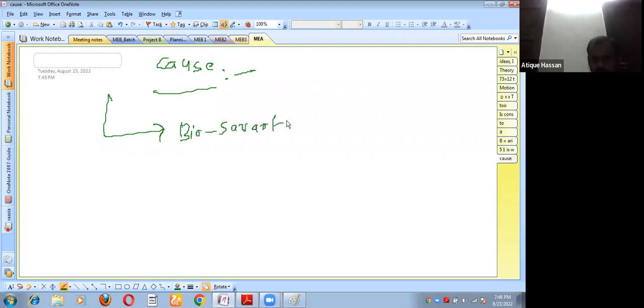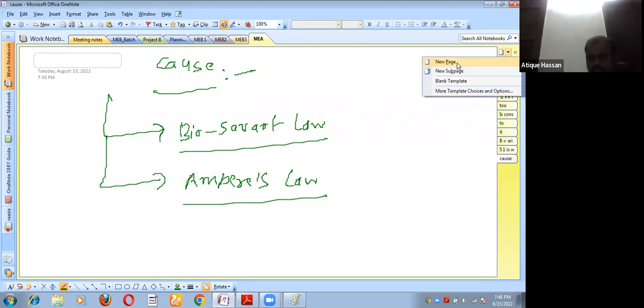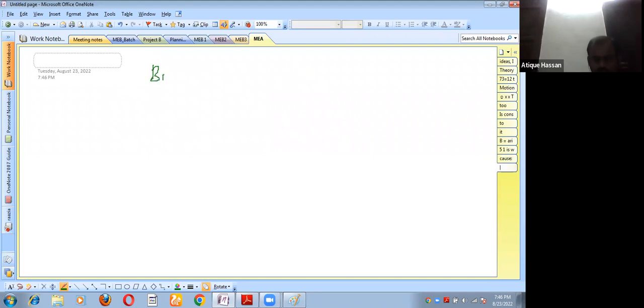We will study Biot-Savart, which tells us that because of current a magnetic field can be produced, and we will do some applications based on Biot-Savart law. Then we will go to Ampere's law. So these two concepts we are going to study in the cause of production. So first let us see Biot-Savart, which we already know up to some extent.